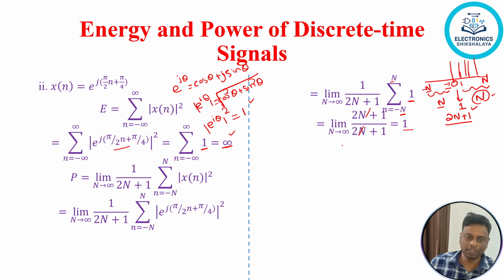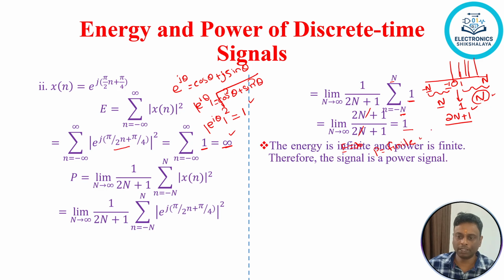So you can see the energy is equal to infinity and the power is finite. So it is a power signal. This given signal is a power signal. So this is our second example. Let us see our third example.